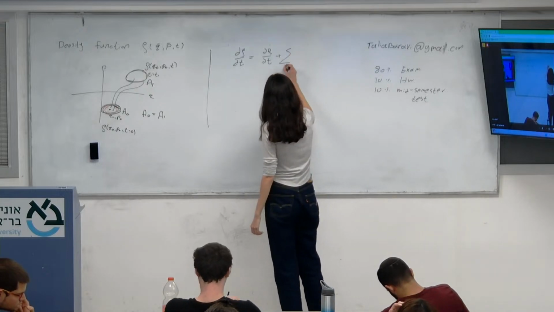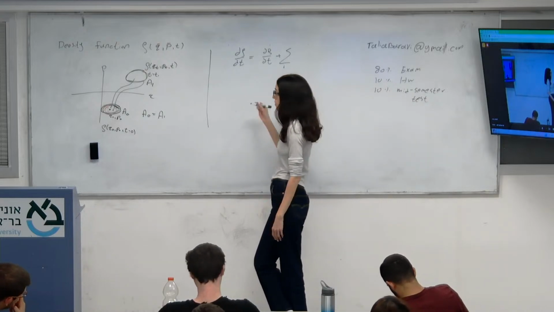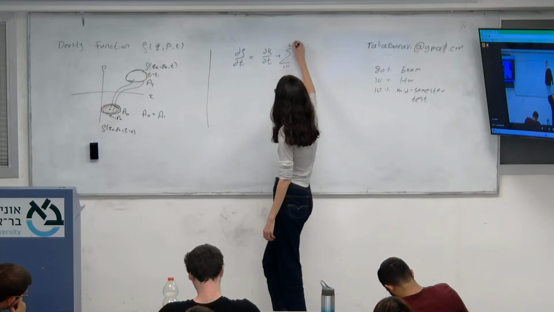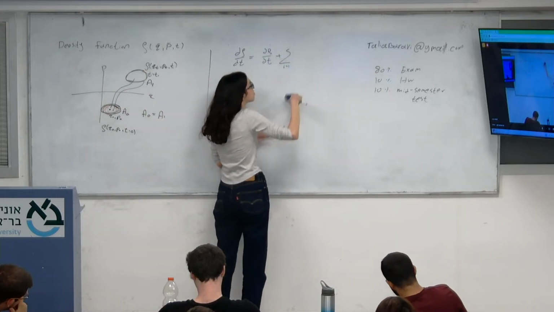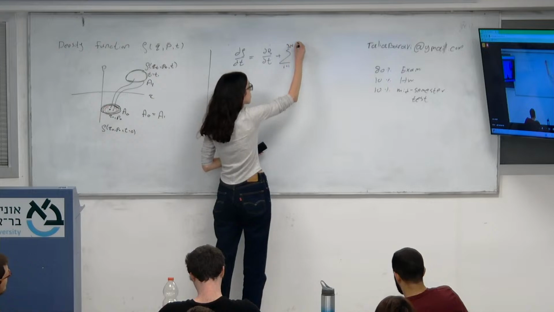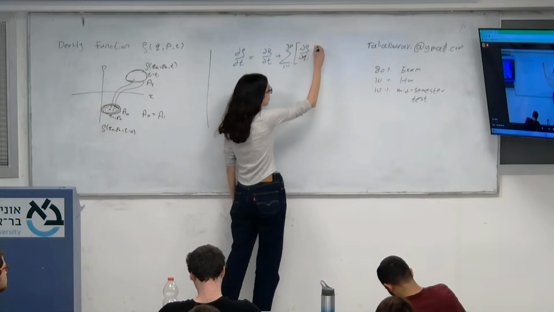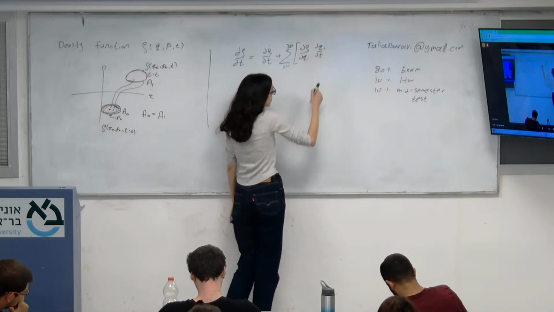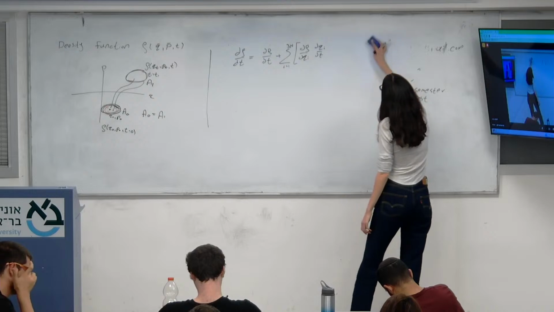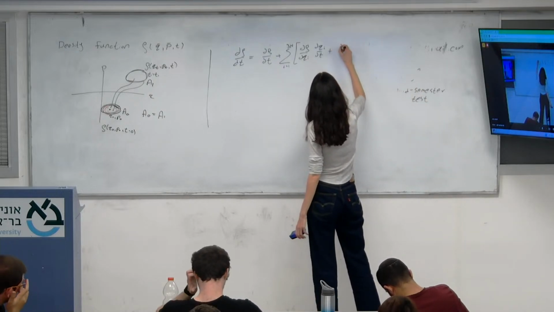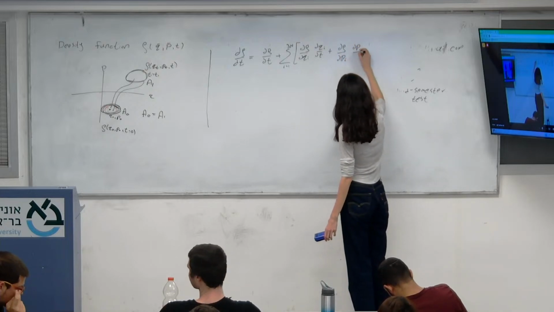So I have a sum over all of the degrees of freedom I have in the system. This goes from 1 to 6n, or rather 3n. And then I have the derivative of rho with qi, and then the derivative of qi with t. And the derivative of rho with pi, and pi with t.